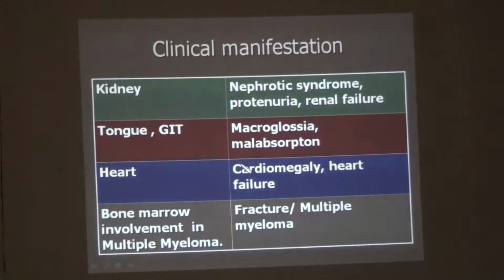So clinical manifestation, if it involves the kidney, there will be nephrotic syndrome, proteinuria, and renal failure in the instance. When there is involvement of the tongue, there is macroglossia, which I have shown you already, and malabsorption. In the heart, cardiomegaly, restrictive cardiomyopathy, and subsequent heart failure. Bone marrow involvement in case of multiple myeloma causes fractures.